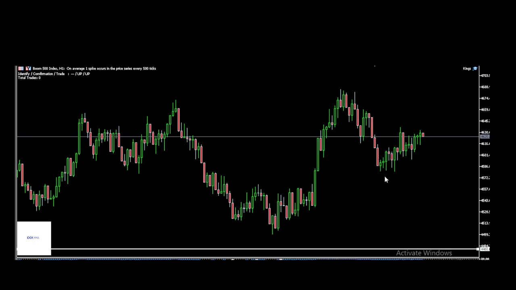So this is the pullback, and that's the pullback we want to know the level of, or how deep the pullback will be, for us to know when to enter. You know, when you are trading a trending market, if it's an uptrend, you are looking for swing lows for entry. You want to enter your trade on a swing low. If you are trading a downtrend, you are looking for entry at the swing highs.